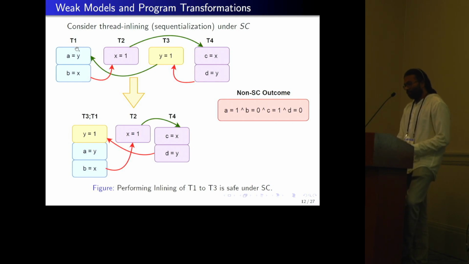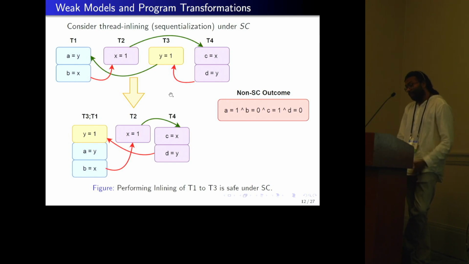And long story short, what this inlining does is it merges the code of two threads. So in this case, T3, T1 are merged. And why is this safe or sound under SC? If you look at this red outcome, if A returns as 1, it implies that it happens after Y equals 1. And if D is 0, it happens before Y equals 1. And same reasoning for X, B equals X and C equals X. And we notice that there's actually a cycle here. So therefore, there's no sequential interleaving that can justify this outcome.